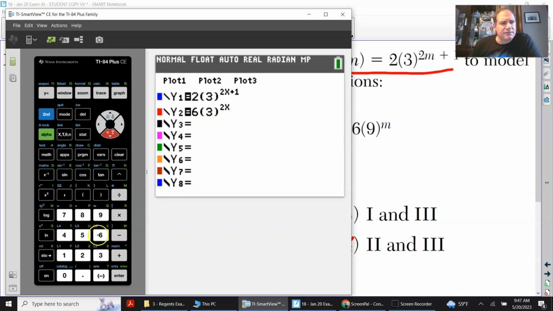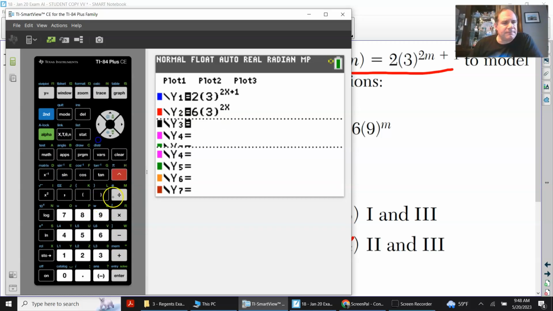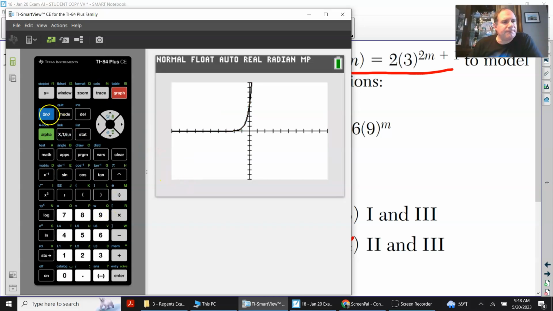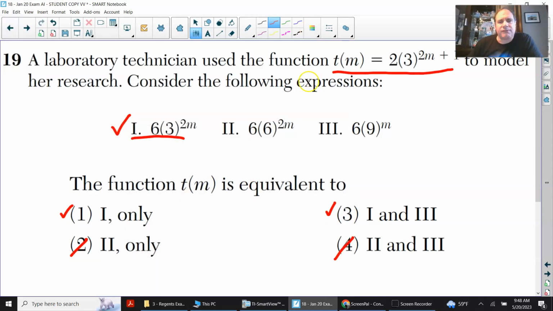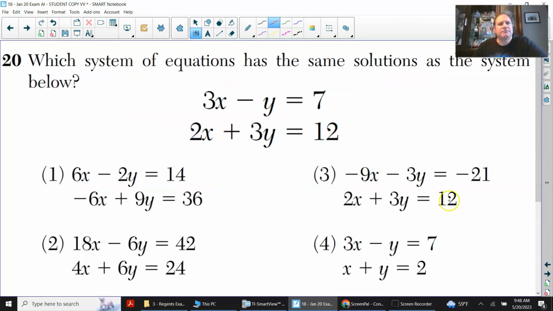And I'm going to put 6 times 9 to the m power, to the x power, and press graph. Yep. See, just check. Yep. Everything's good. 3 works also. We don't care about 2 because there's not a choice with all of them. So 1 and 3, definite. 3 is your answer. Number 20.